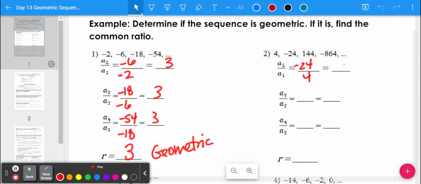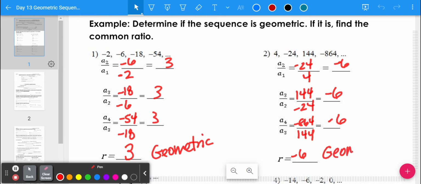As we get ready to do number 2, we take -24, we divide it by 4. That gives me -6. Then we'll take 144 and divide it by -24. Again, we can take this to the calculator if this doesn't pop out easily to you, and I get -6. Then I'll take -864 and divide it by +144, where I get my answer to be -6. All these values are the same, so my common ratio is -6, and it is a geometric sequence.